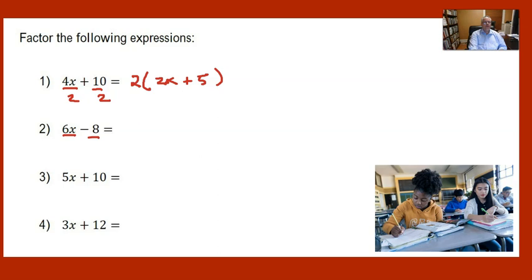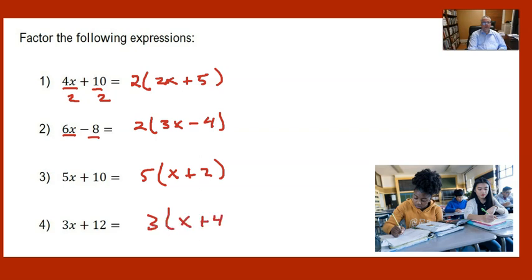I think a 2 goes into both of these. So 2 times what is 6x? Well, 2 times 3x. 2 times what is negative 8? Well, negative 4. 5 goes into both of these. We can pull out a 5. We can write this as 5 times x plus 5 times 2. And this one, a 3. So 3 times x and 3 times 4.